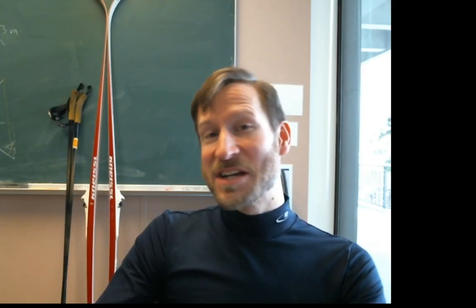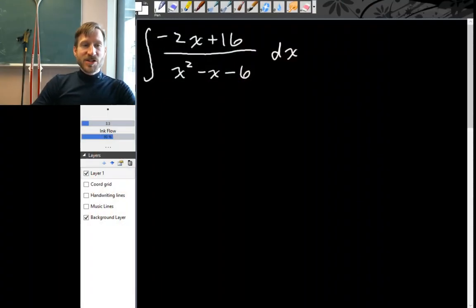Let's have a look at a problem from the rational functions handout that I sent. It's the integral of minus 2x plus 16 over x squared minus x minus 6. I definitely could not guess an antiderivative for this, so let's see what we can do.